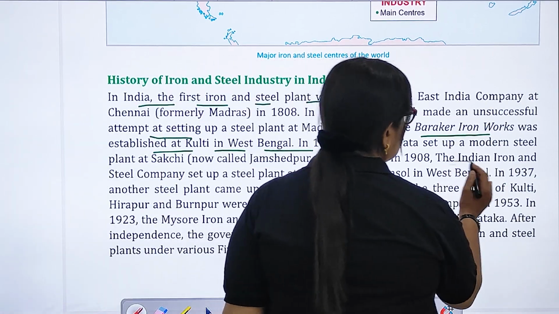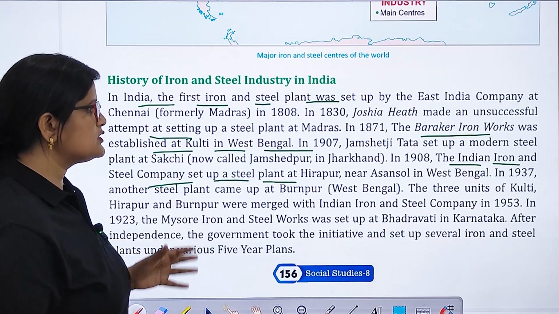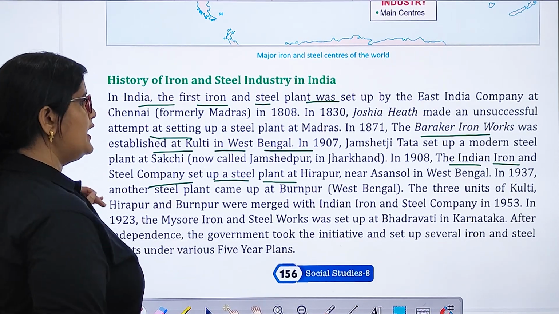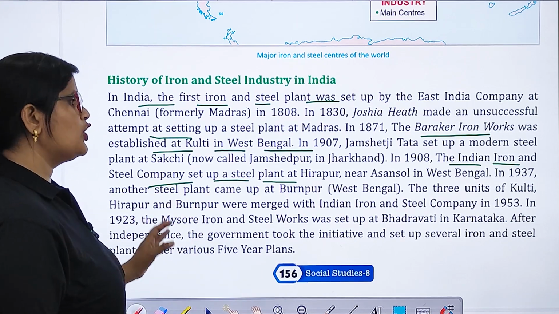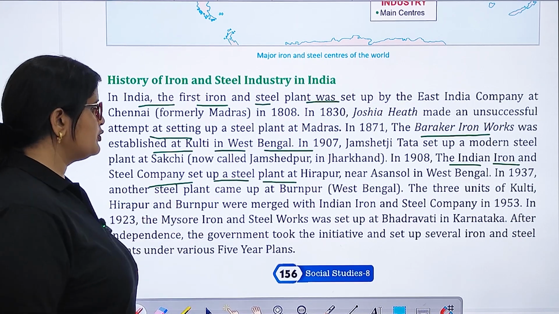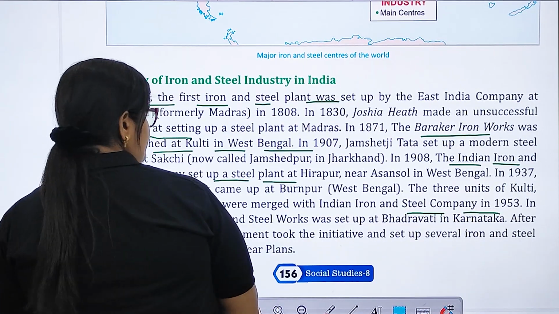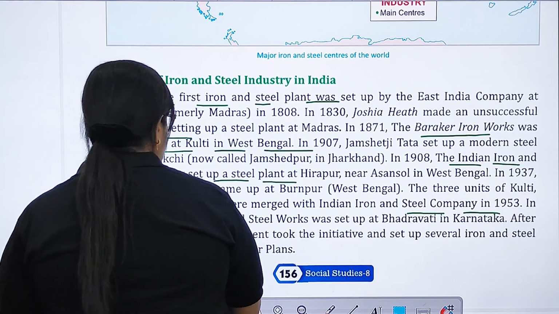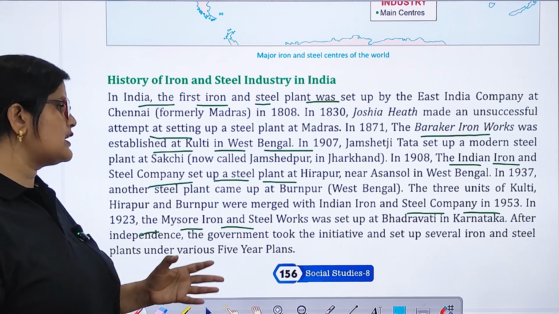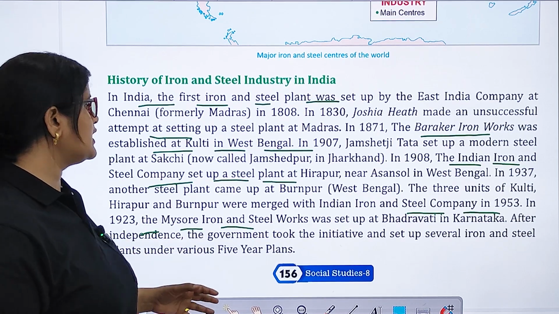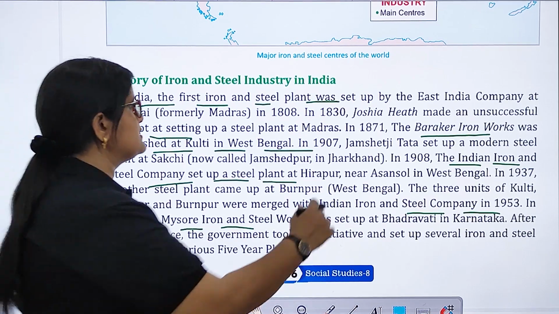In 1908, the Indian Iron and Steel Company set up a steel plant at Hirapur near Asansol in West Bengal. In 1937, another steel plant came up at Burnpur, West Bengal. The three units of Kulti, Hirapur and Burnpur were merged with the Indian Iron and Steel Company in 1953. In 1923, the Mysore Iron and Steel Works was set up at Bhadravati in Karnataka. After independence, the government took the initiative and set up several iron and steel plants under various 5-year plans.